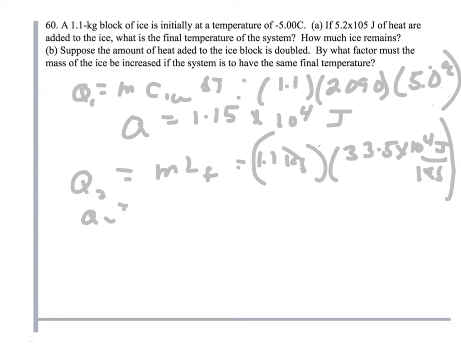That's equal to 3.685 times 10 to the 5th joules. And then our last one, now we're going up from melting. It's converted to a liquid, and we're not changing phases, we're just heating it up.